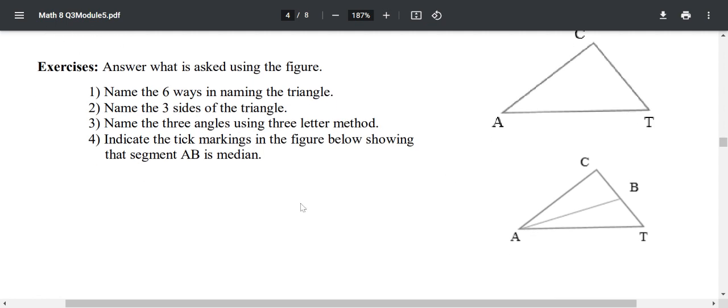Number 4, indicate the tick markings in the figure below showing that segment AB is a median. So how do we show that AB is a median? Remember that for a median, the segment must be from the vertex to the midpoint of the opposite side. So it should be at the midpoint. How do we show that this is a median? We put a marking showing the midpoint, so CB and BT should be equal.